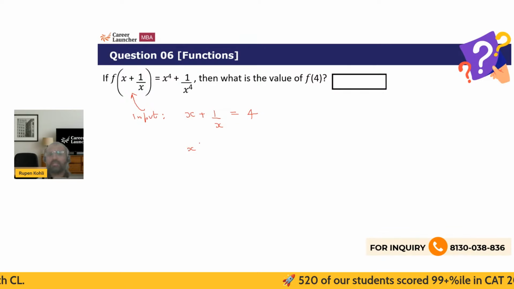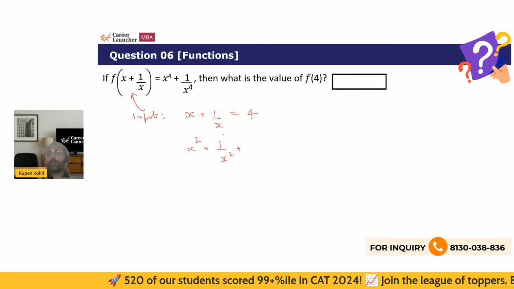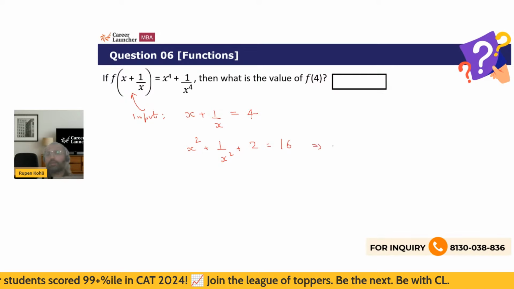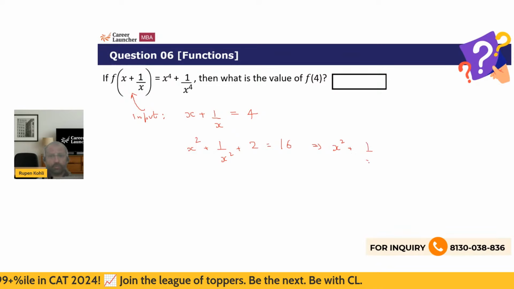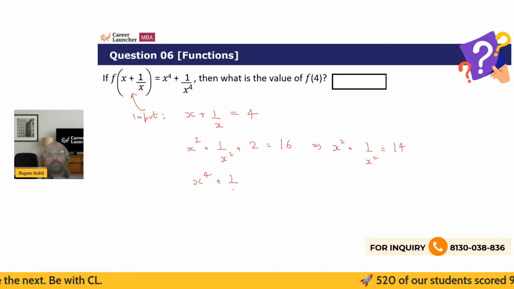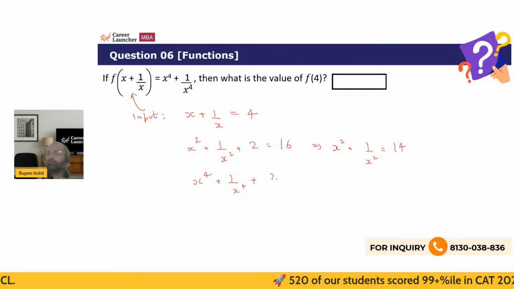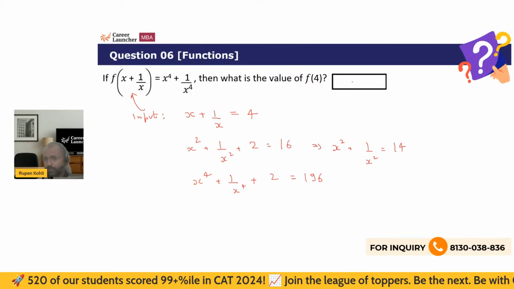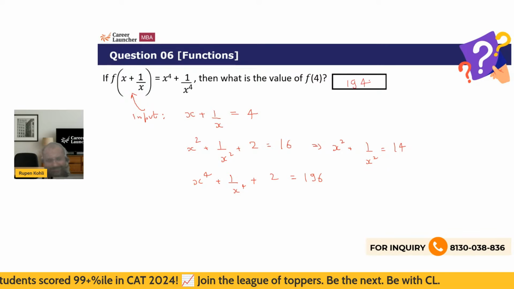So squaring both the sides will give me x square plus 1 by x square plus 2 into x into 1 by x, which is simply 2, equals 4 square or 16. So your x square plus 1 by x square is coming to be 14. And then again do squaring on both the sides. You have x4 plus 1 over x4 plus 2 into x square into 1 by x square, 1, equals 14 square, 196. So there goes your answer, 196 minus 2, 194, right?